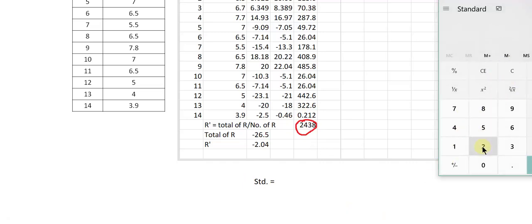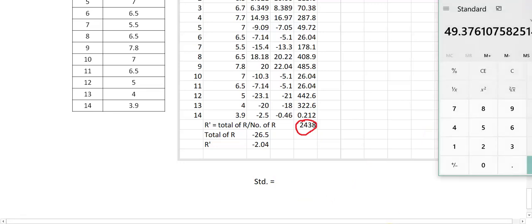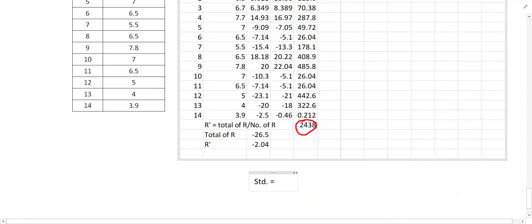2,438. Take the root of it. The root is equal to how many percent? 49.4 percent around. 49.4 percent. So this is the risk of investment in this one, the risk of investment in Tuman.